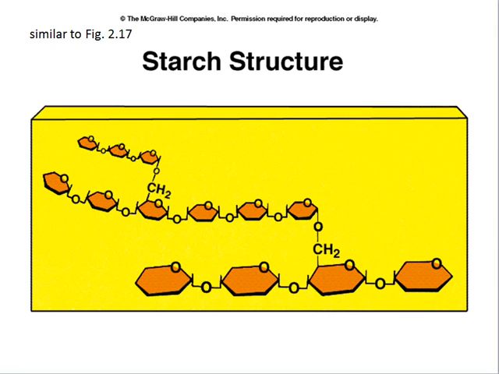Let's compare starch and cellulose. Starch is good food. It's easily digested and provides lots of energy. In each starch molecule, the glucose monomers, indicated by these orange hexagons, are all oriented in the same way. Note that the oxygen atom on the molecule is located in the upper right-hand corner.